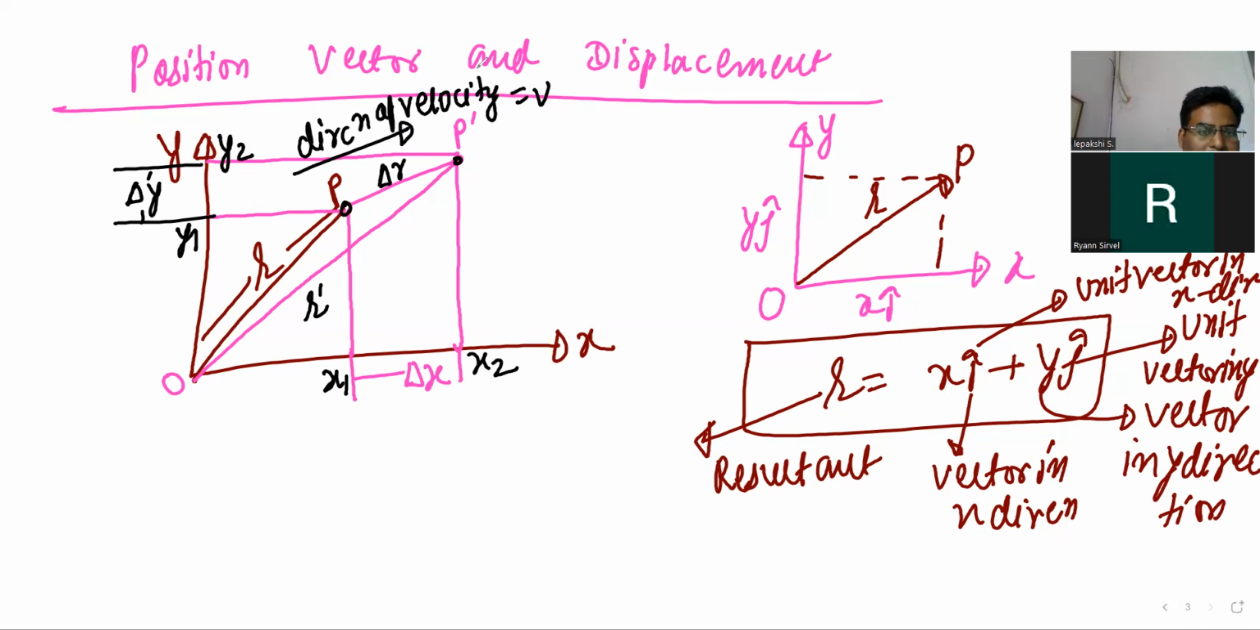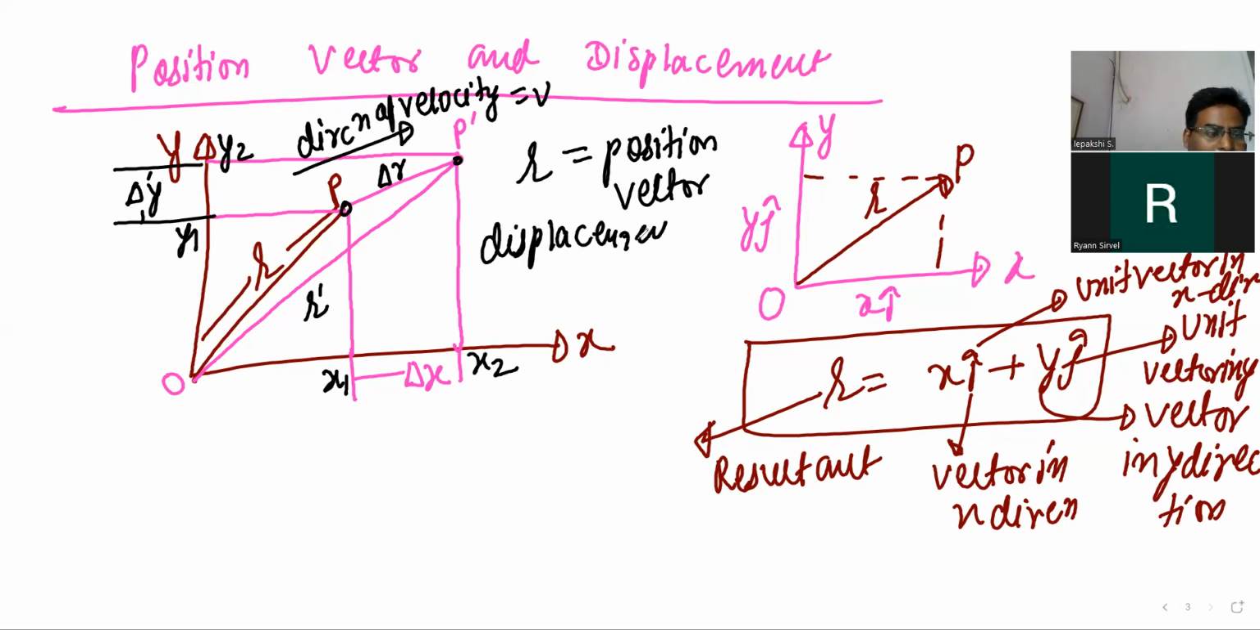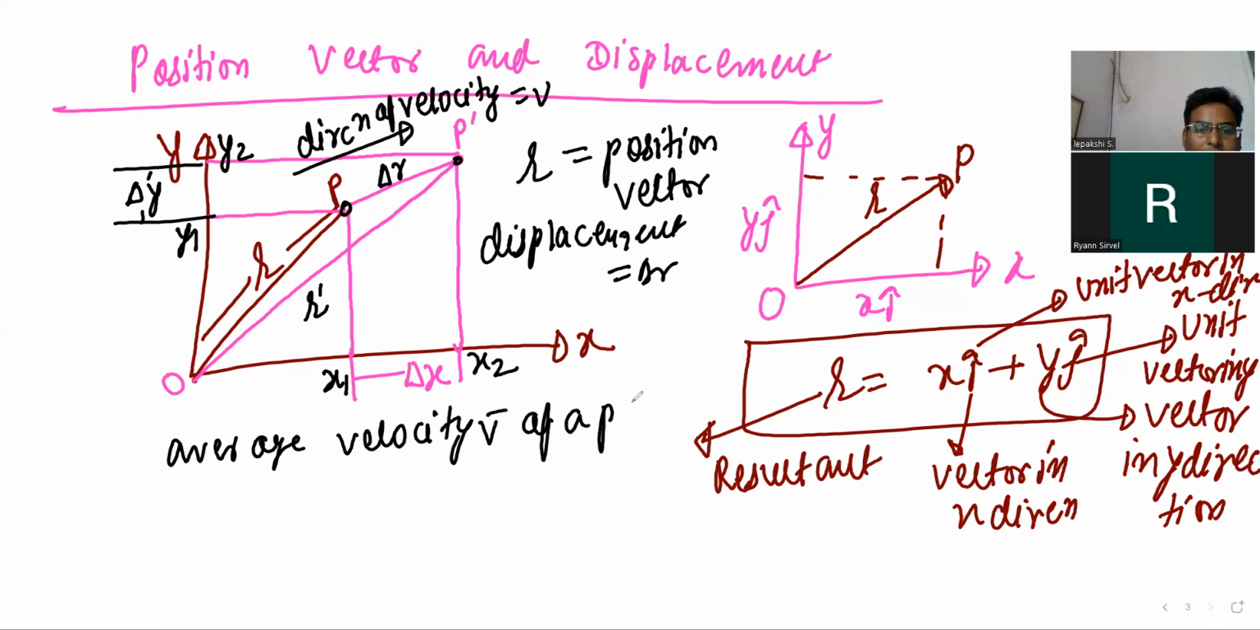Okay. So right here, R is your position vector. So this will give the position of the object. Position vector. Right. And displacement is delta R. Right. And average velocity is v of a particle. Right. Right up to this point, then I will tell the next position.